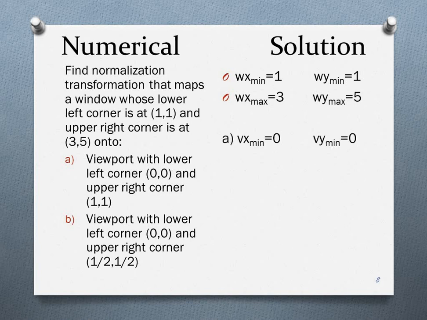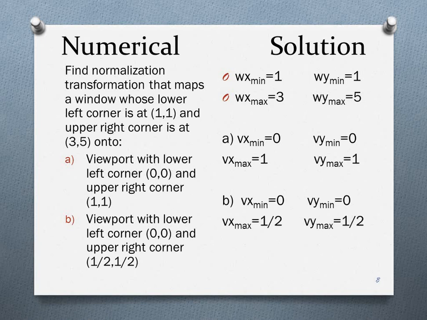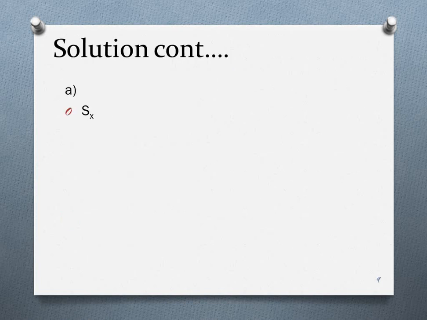Now what about the viewport? For the first viewport, Vx minimum is 0, Vy minimum is 0, and the upper right corner is given as 1, 1. So Vx max is 1 and Vy max is 1. For the second one, Vx minimum is 0 and Vy minimum is 0, same as the first viewport, and Vx max is 1/2 and Vy max is 1/2, because the upper right corner is 1/2, 1/2. So all these values are given to us. Now we can start solving the question.